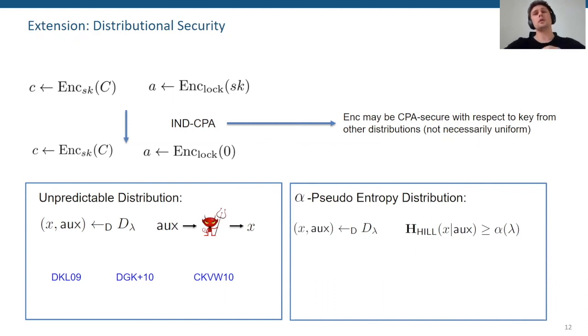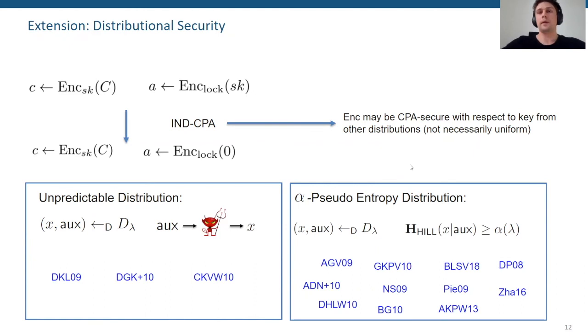Now, the second distribution is the alpha pseudo-entropy distribution. This says that when we have X, then conditioned on some auxiliary data, its HILL pseudo-entropy is larger than some polynomial alpha in the security parameter. And here again, we have a ton of literature concerned with building public key encryption schemes that are secure when the secret key is chosen from such a distribution. This is in particular the literature concerned with leakage resistance. So we consider some non-trivial leakage of information about the secret key.